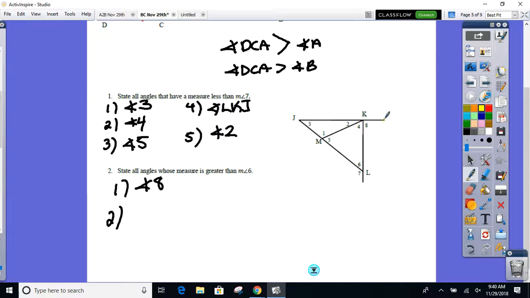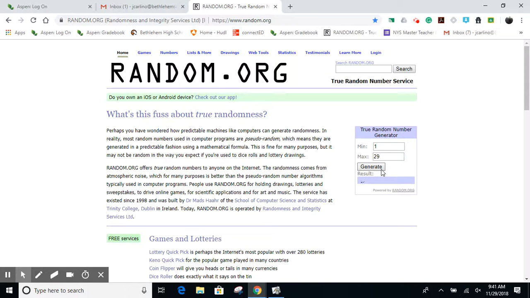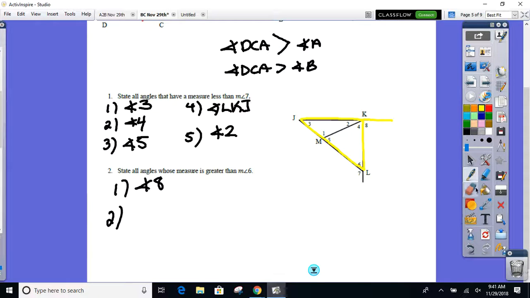Why angle 8? It's exterior. Did I draw that right? Oh, sorry, this one. I should have gone with the bigger one. Angle 8's an exterior angle for the bigger triangle, JKL, where 6 is remote interior. And there's one more. This one's a little tougher to find. Hopefully somebody found it. Angle 1. Yeah, got it.